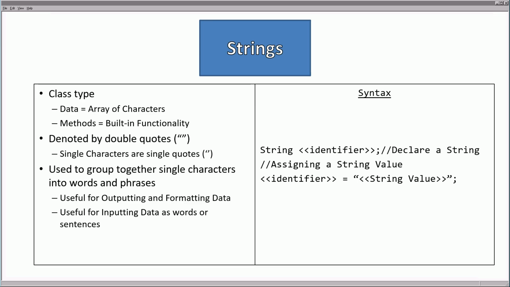As we've seen in the past, the way that we declare a string is just like other variables. You start out with the type, give it an identifier, then we use the identifier and assign it to some sort of string value that's denoted by the double quotes.